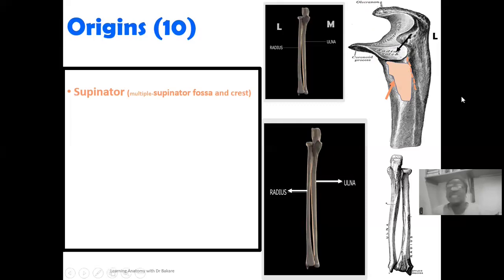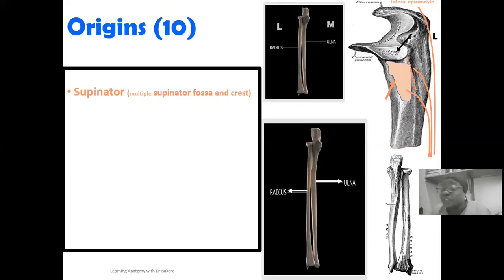Don't forget that the supinator muscle has multiple sites of origin. It is seen to originate from the supinator fossa. It is also seen to originate from the supinator crest. The additional sites of origin include the lateral epicondyle, and this is what is projected here in this image. It is also seen to originate from the radial collateral ligament.